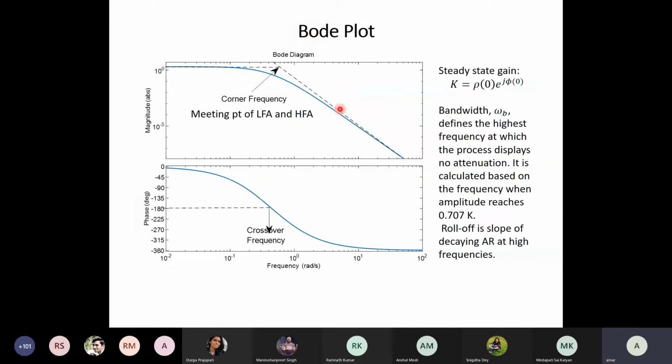Another important parameter is the roll-off. So this is basically the slope is continuously decaying. So this is basically called the roll-off. This slope, if it is a first order system, this slope will be -1. If it is a second order system, this slope will be -2 and so on. So the roll-off basically tells at the frequency this slope basically is starting.